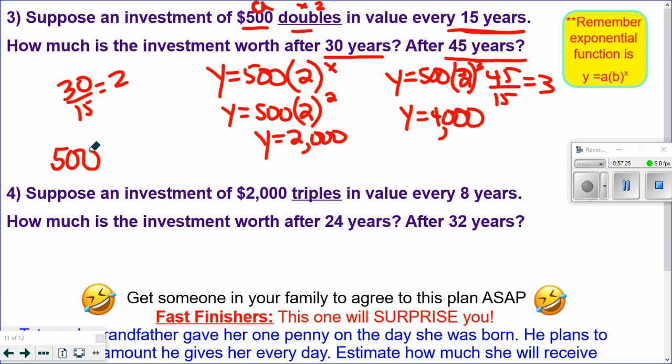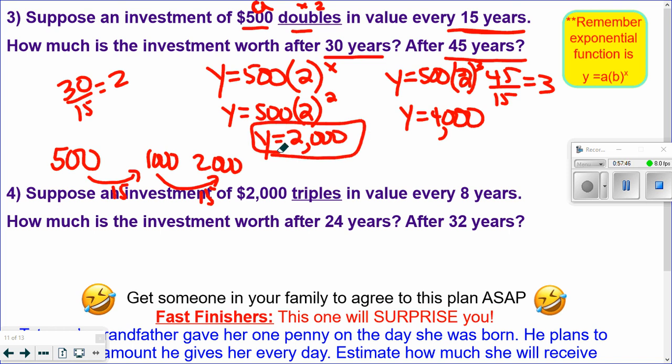Now think about it. You start with an initial investment of 500, and 15 years goes by. In 15 years, that 500 becomes 1,000. Another 15, that's 30 now, and it becomes 2,000. See what I'm saying? So you have to show work with this. Then another 15 would be 45, and that would be 4,000. That's what I got here. So it's 45 divided by 15, because each set of 15 is when it doubles. And that's what you have.